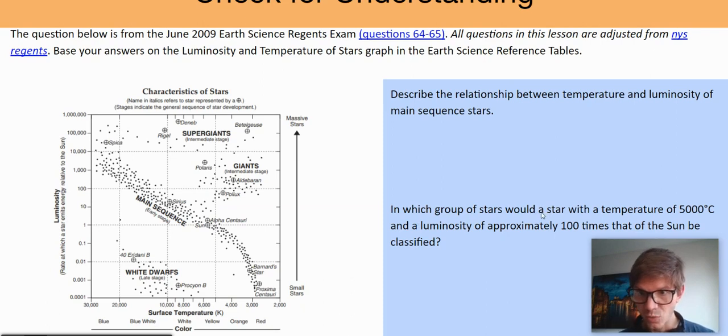In which group of stars would a star with a temperature of 5,000 degrees Kelvin and a luminosity of approximately 100 times the sun be classified? So if we find 5,000 right in between 4 and 6, and we want to find a luminosity 100 times as luminous as our sun, we would expect to see that in the giants section.